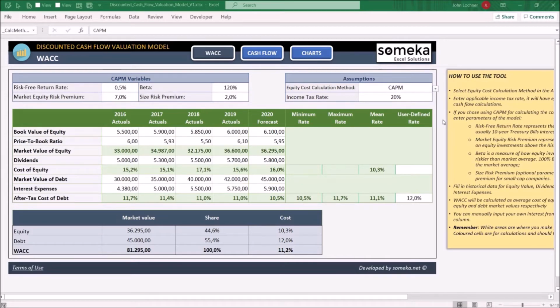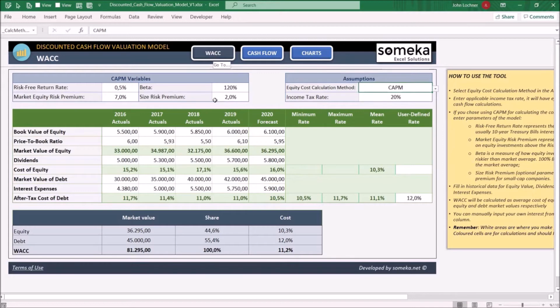This tool mainly creates projected cash flows based on your financial assumptions. It is constructed by three parts. These are WACC, cash flow, and charts. So let's start with weighted average cost of capital, in other words, WACC.